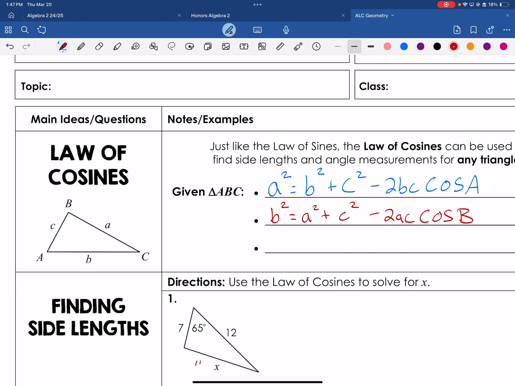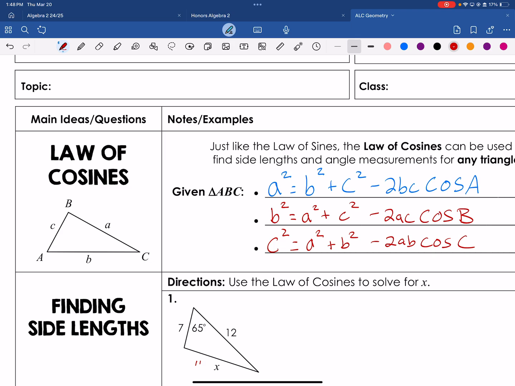So B squared is equal to A squared plus C squared minus 2AC times the cosine of that angle. I could also do this for C squared as well. Just think about it. Again, I don't want you to write it down, but if I used C squared, that means I know angle C. So then this would be a squared plus b squared minus 2ab times the cosine of c.